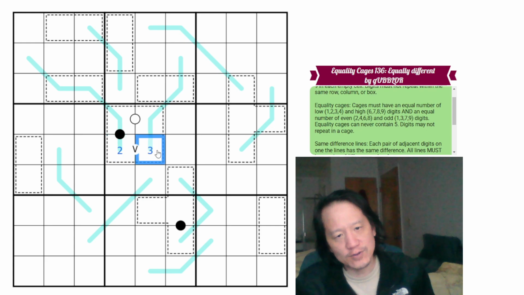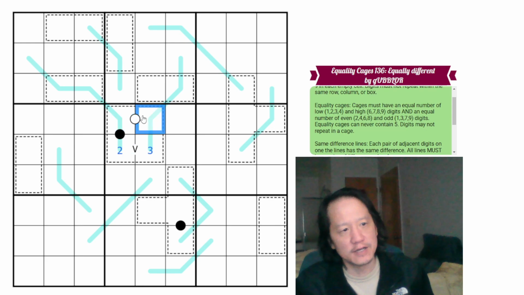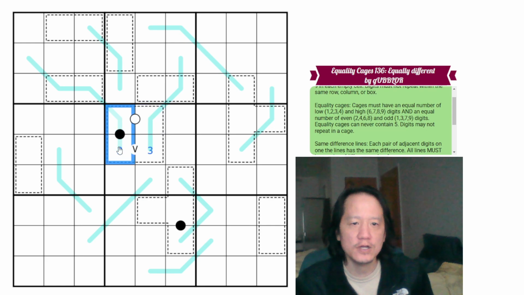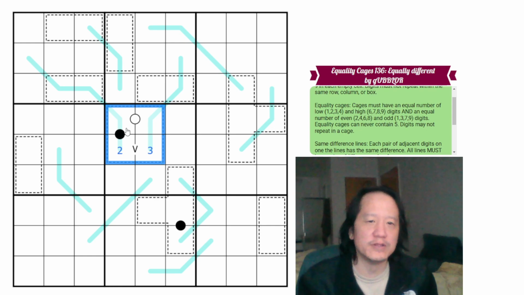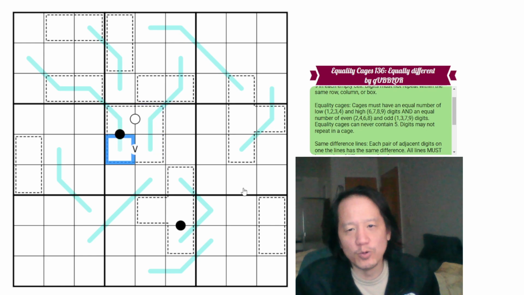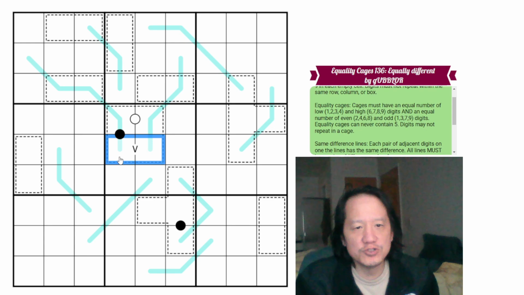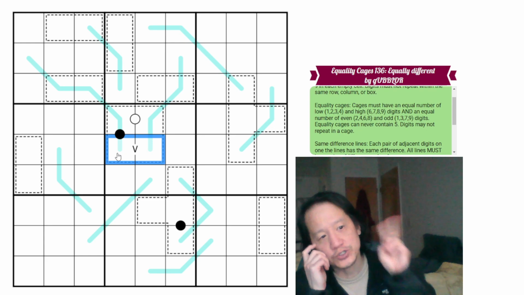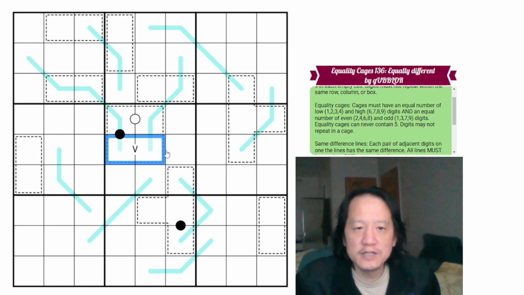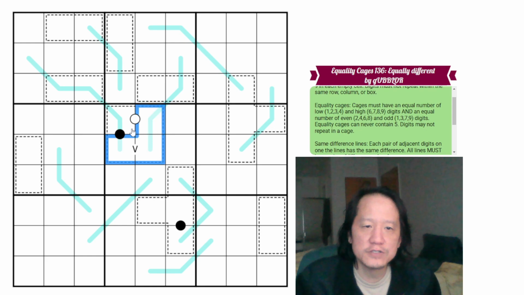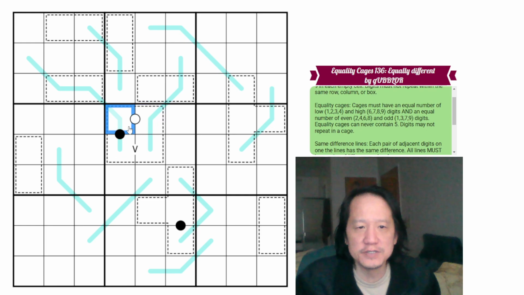If this were 2, this would have to be 3. This would have to be 1 or 4, but 1 cannot be consecutive with another digit except for 2. So 1 is out. And if this were 4, this would have to be 5, but then we would have... yeah, actually, probably, but it's not... The simple way of explaining this would be these two digits have to be low digits, right? Because they have to be either 1 and 4 or 2 and 3. Because there's 2 low digits in this equality cage, we must have 2 high digits in this equality cage.